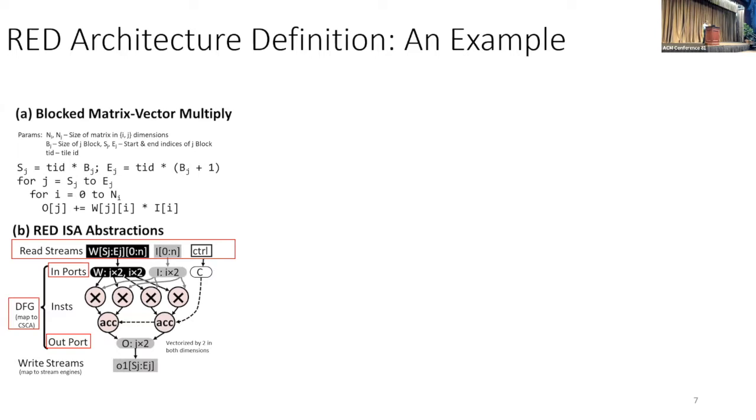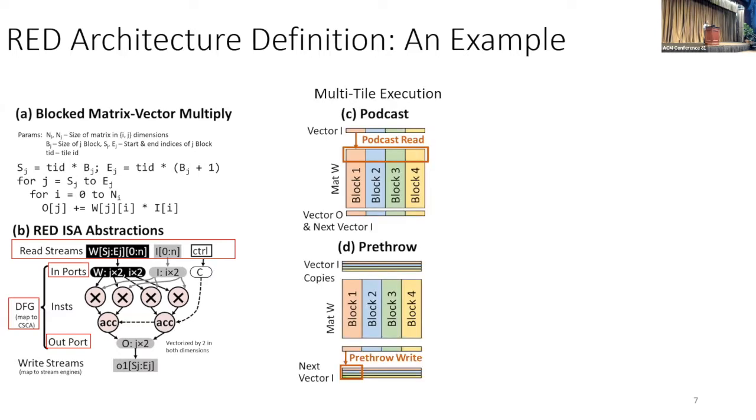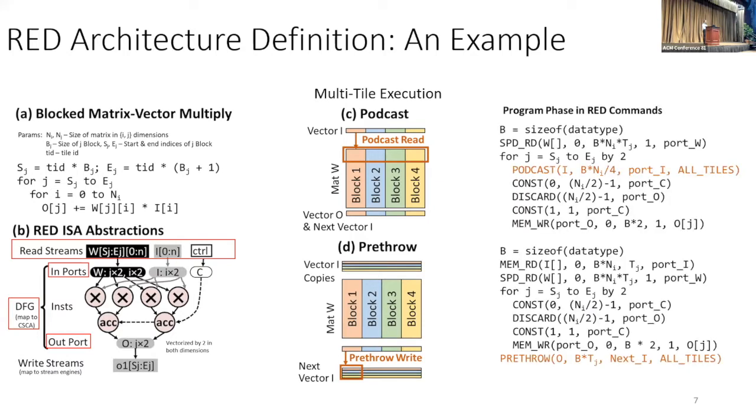Okay. And then to add this multi-tile thing, so podcast and pre-throw, the idea here is if I have a vector, it's being used in multiple places. One access of the stream will send it everywhere. In terms of pre-throw, one write will scatter it to all the places it needs to go. Okay. And at a compiler level or programmer level, this is a program that's kind of like intrinsic. We call it command ISA. And what you're seeing on the far right, and I'm not expecting you to follow all of it, is basically the full program.